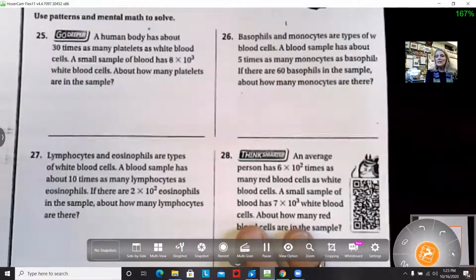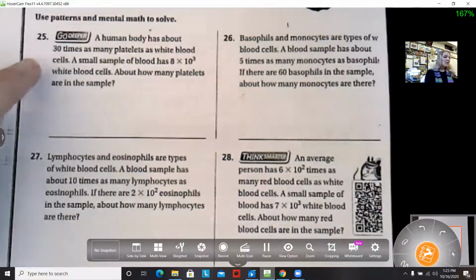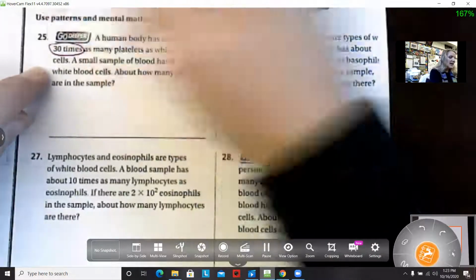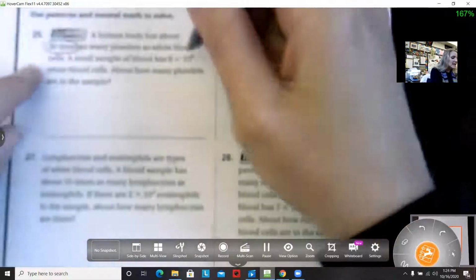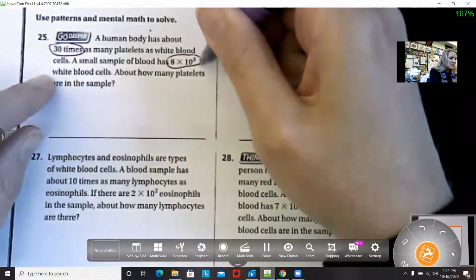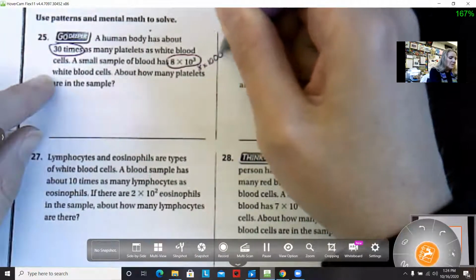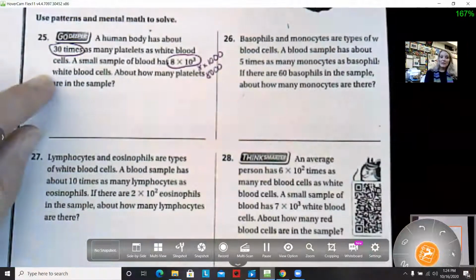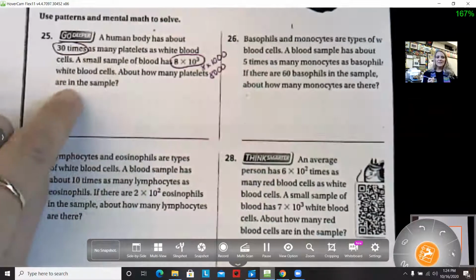Now, these are a little more challenging. That's why I'm here with you to do them together. It says a human body has about 30 times as many platelets as white blood cells. A small blood sample has 8 times 10 to the third power of white blood cells. So how many is that? 8 times 10 to the third power means 8 times 1,000, or just an 8 with 3 zeros at the end, right? 8,000. How many platelets are in the sample?